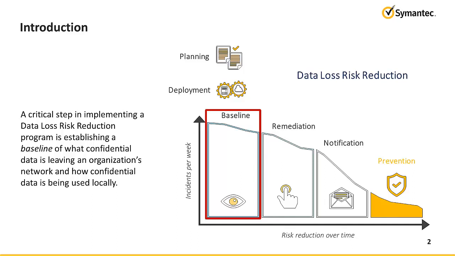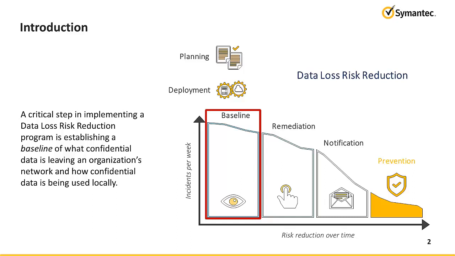Organizations need to strike a balance between making confidential data available to those who need access to serve customers and support business operations, and preventing confidential data from falling into the wrong hands. To help achieve this balance, it is critical to identify how confidential data is being used within the organization.